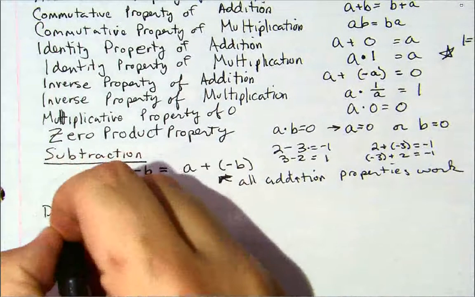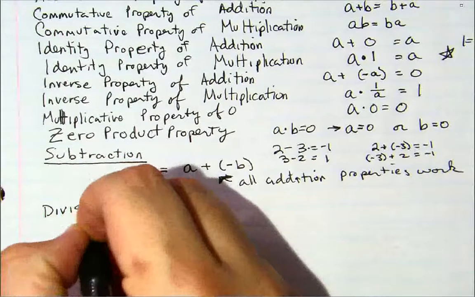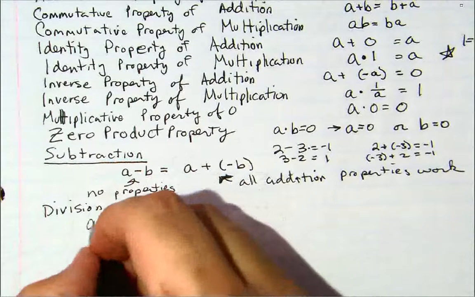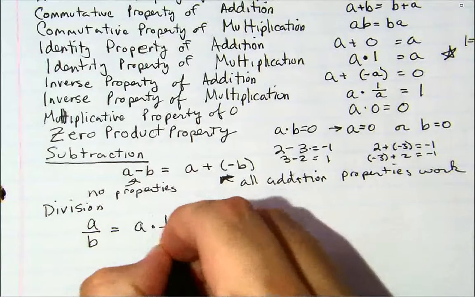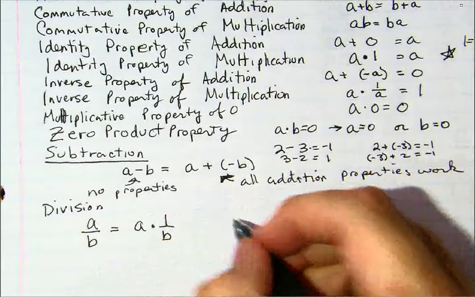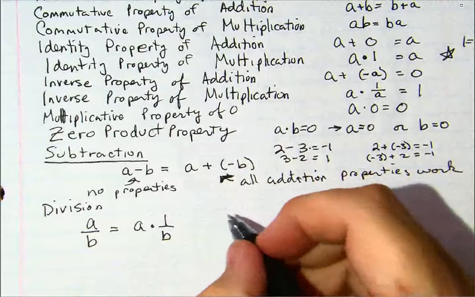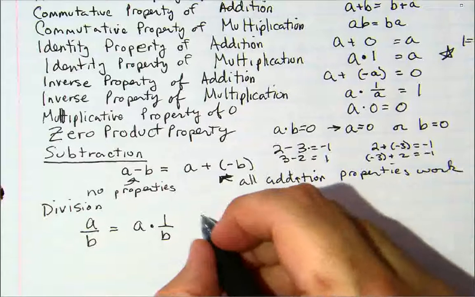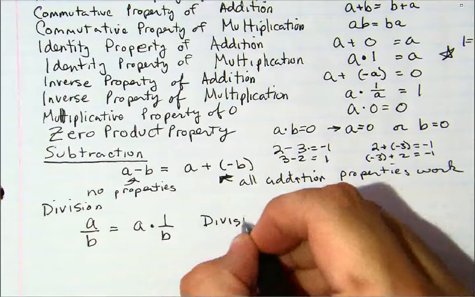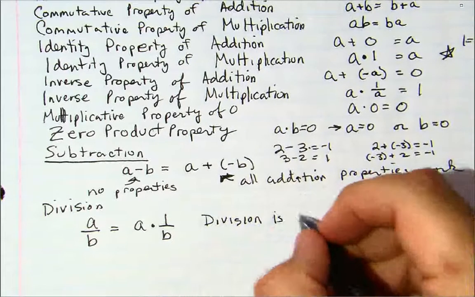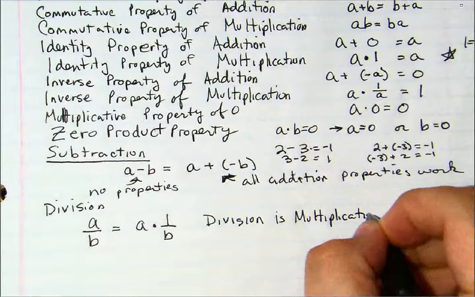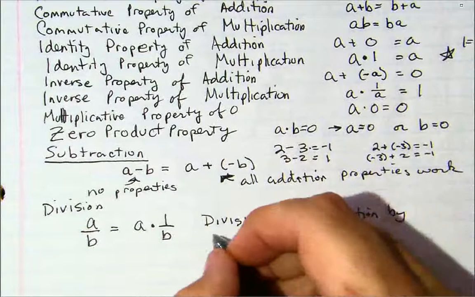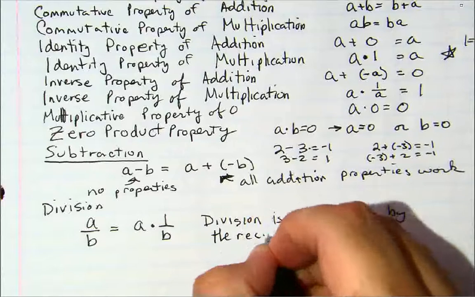And the same thing for division. A divided by B is really equal to A times 1 over B. So division is multiplication by the reciprocal.